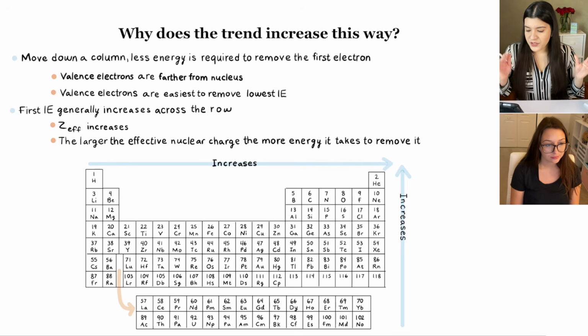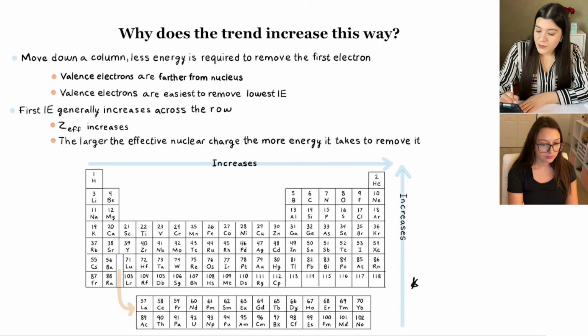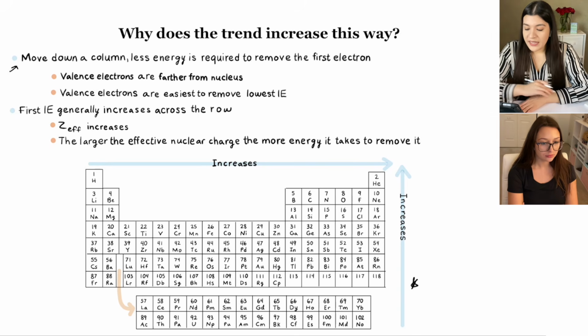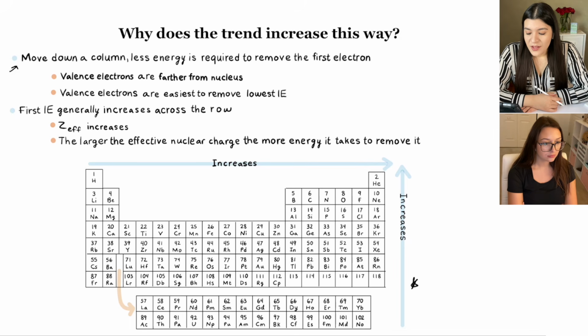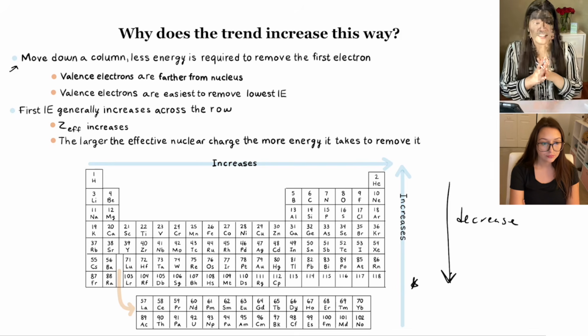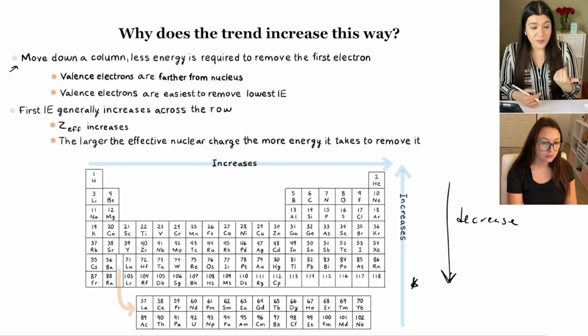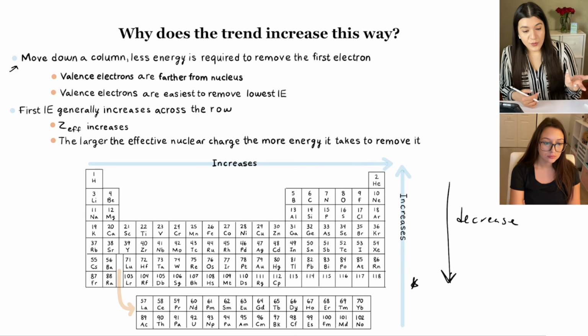Okay, so I'm going to go back just to talk about the trend. So I'm talking about the first ionization energy. All right, so if we were to look at this trend, I kind of wrote it in reverse here because this is what's typically outlined in the book and on most exams, I'd say. So the main idea here is just knowing that as we move down a column, the ionization energy is going to decrease. Once again, ionization energy is the energy required to remove an electron, right? So this is going to decrease because less energy is required to remove the first electron.